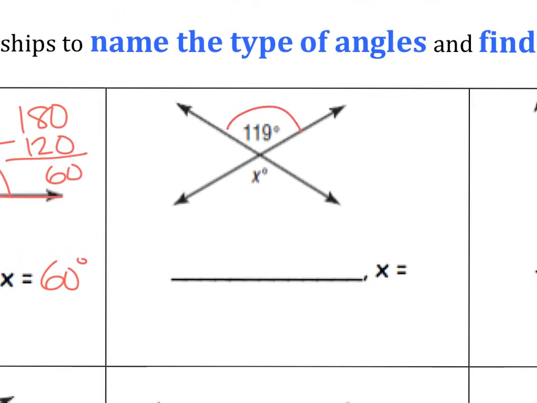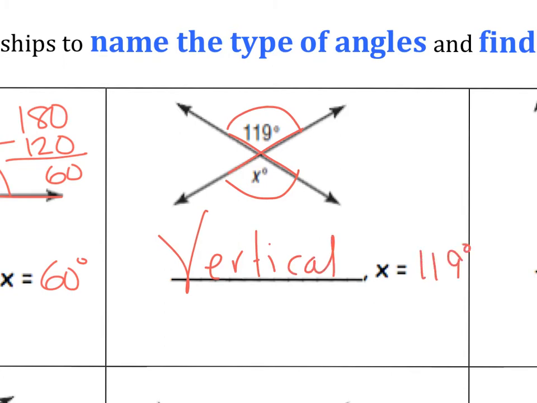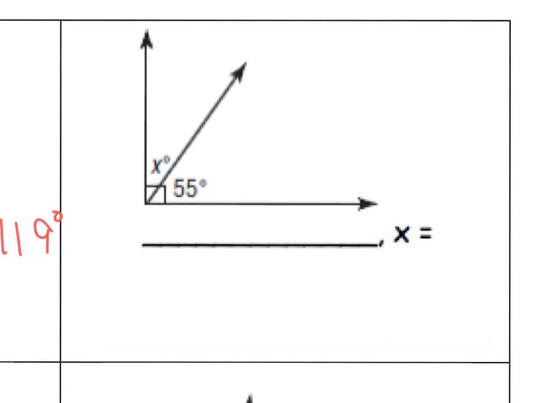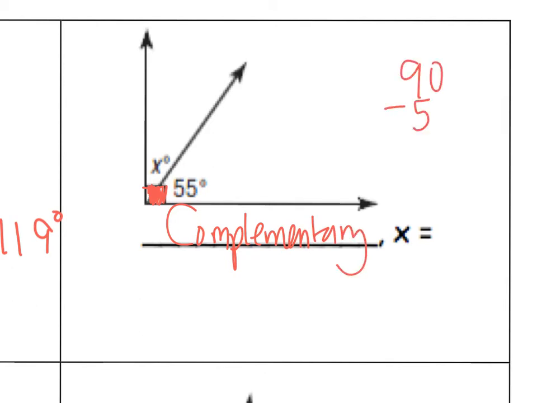Okay. All right, the next one. I can tell that they're across from each other because they form that X, which means they're vertical. And it means they're equal. So if one is 119, so is the other one. Okay. I see my hint right here. That mark, that box means that they add to 90 degrees, right? They're complementary. Okay. So we're going to do 90, take away the 55. And that's going to leave me with 35. So my missing angle is 35 degrees.